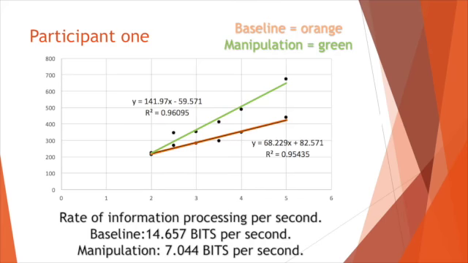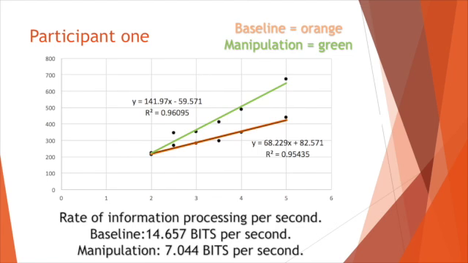For the baseline, the slope is 68.229 and the intercept is 82.571. When considering the regression equation for the baseline, y equals 68.229x plus 82.571, and the R-squared value is telling us the model explains 95.4% of the variability of response around the mean. When looking at the rate of information processing, for baseline, 14.657 bits of information is processed in 1 second.